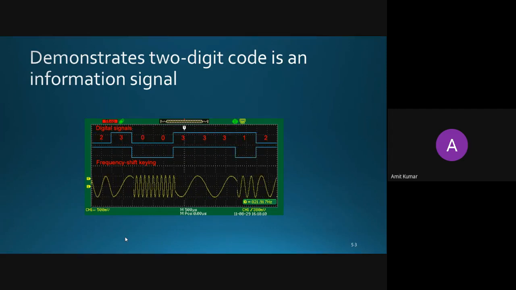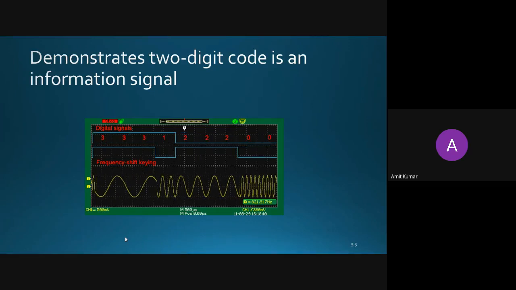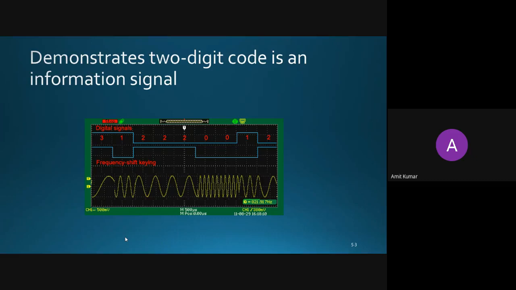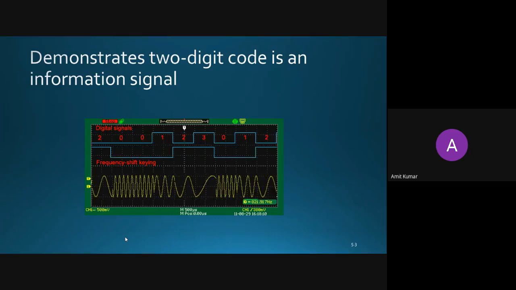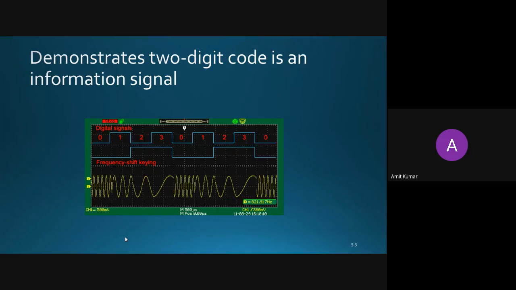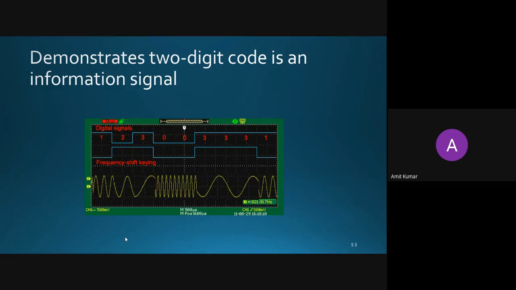If it is 1 0, then it is represented by 2. If it is 1 1, then it is represented by 3. So you have to choose four frequencies. First, you can go for either plus or minus. So we will take two on the plus side and two on the minus side.